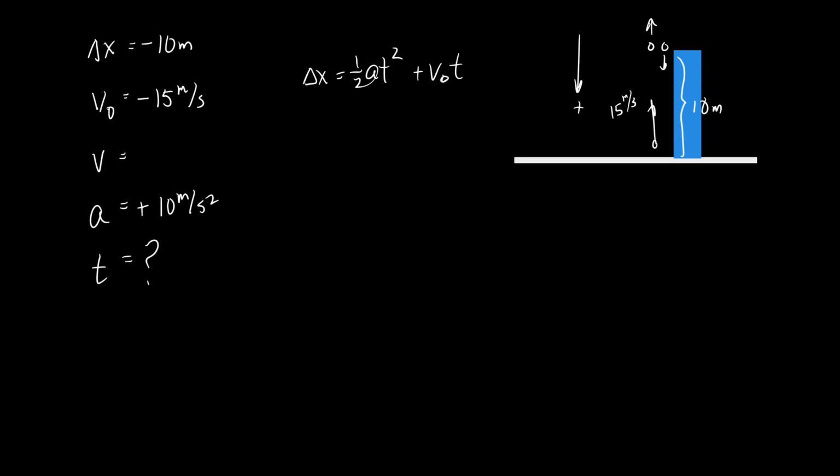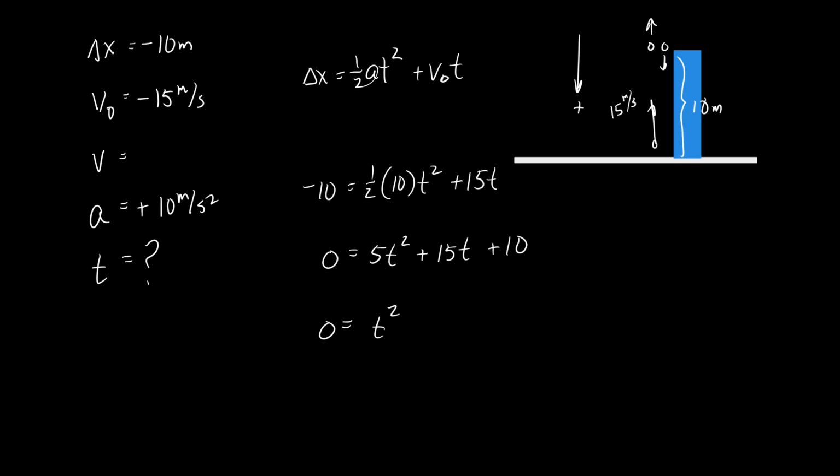I think we can do it this way. So I'm thinking negative 10 equals 1/2 of 10 t squared plus 15t. This is going to be 0 equals 5 t squared plus 15t plus 10, which is t squared. Oops, wait, there's a negative sign in here somewhere. Nope, they're all positive. T squared plus 3t plus 2. I believe this factors. I believe we can use the factors of 2 and 1.